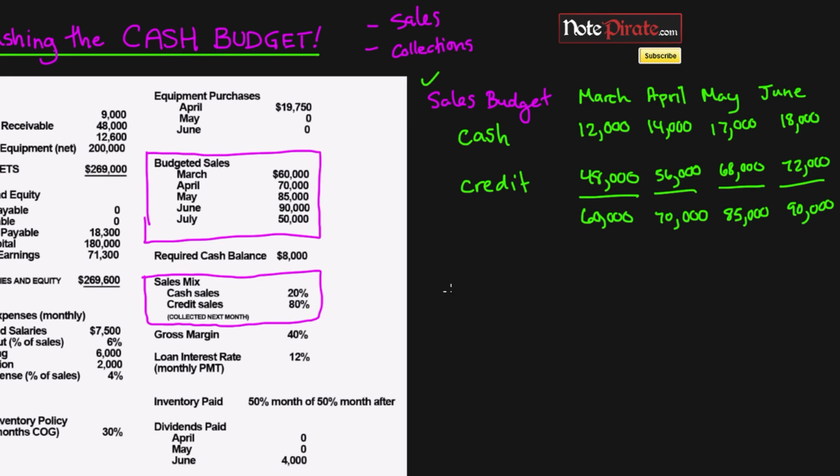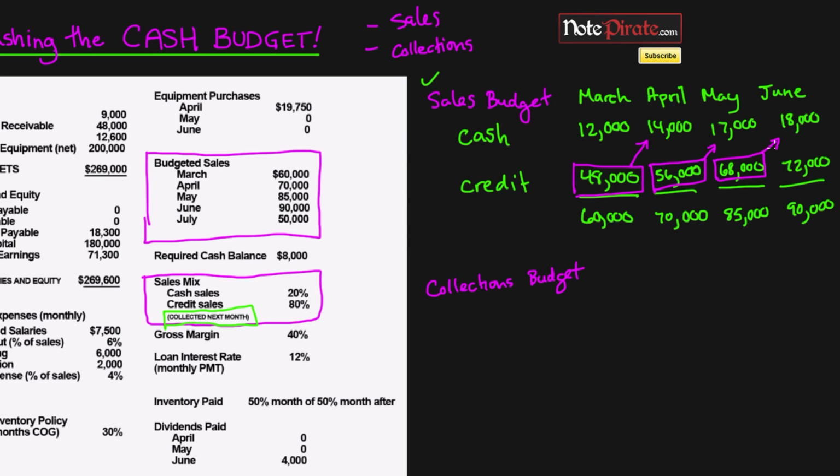Next, we just need to look at the collections budget. So the collections budget may be a little bit trickier just because it's not as straightforward. So as you can see here, the credit sales are collected in the next month. So our credit sales in March will be collected in April. All of our April credit sales will be collected in May. All of our May credit sales will be collected in June, and so on.